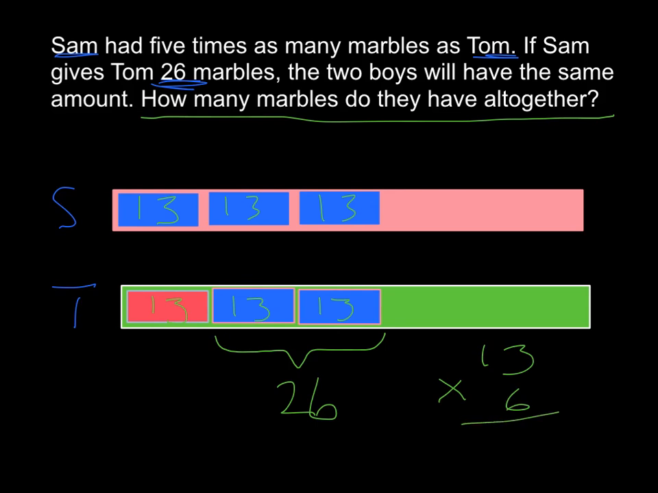So quick bit of short multiplication, 3 times 6 is 18, 1 times 6 is 6, plus 1 is 7. And so how many marbles do they have altogether? 78.